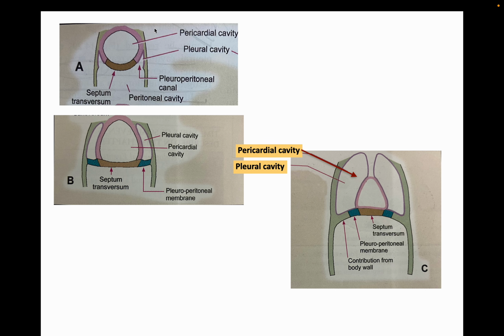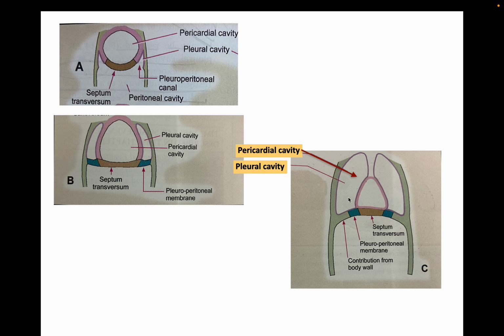Now this is again a diagram showing different sections. You can see the septum transversum, then the pericardial cavity. These are the pleural cavities. Later on, these pleural cavities are separated from the peritoneal cavity by the appearance of this membrane, which is known as the pleuroperitoneal membrane. And so the peritoneal cavity, pericardial and pleural cavity are separated from each other by the formation of the membranes.